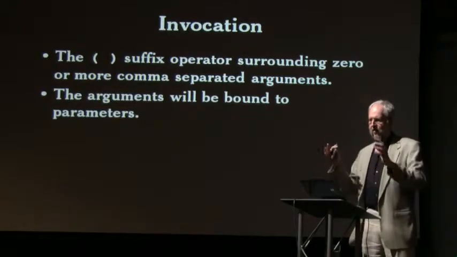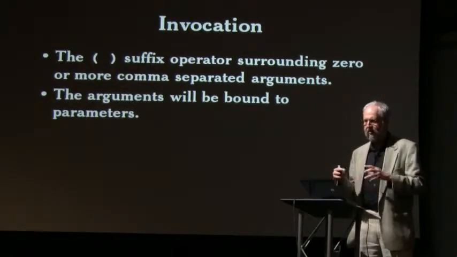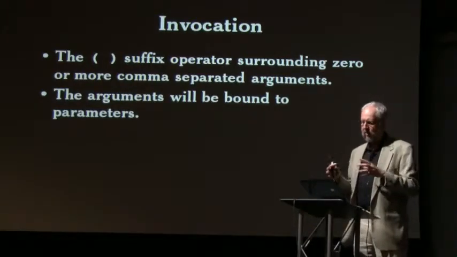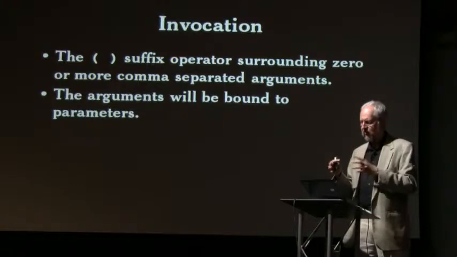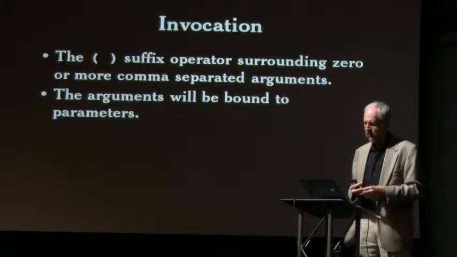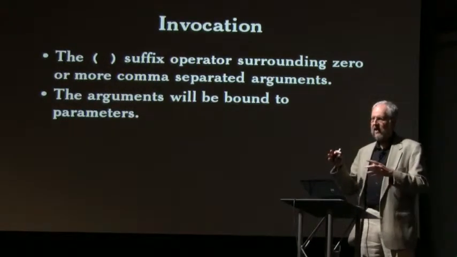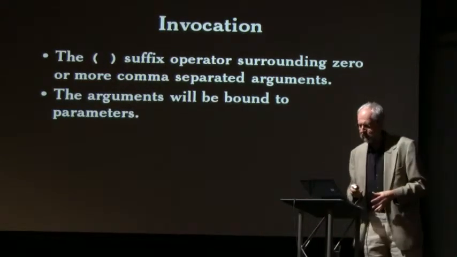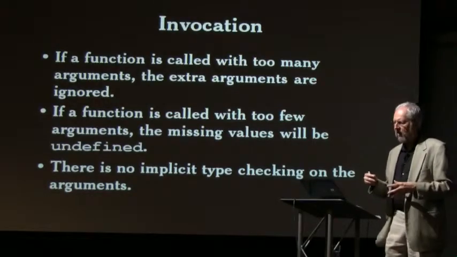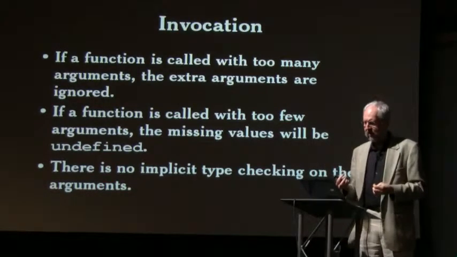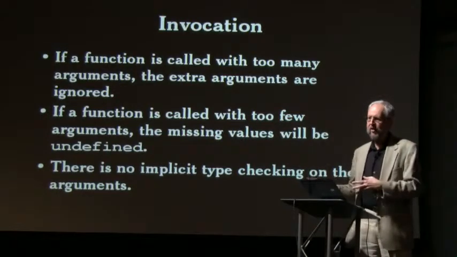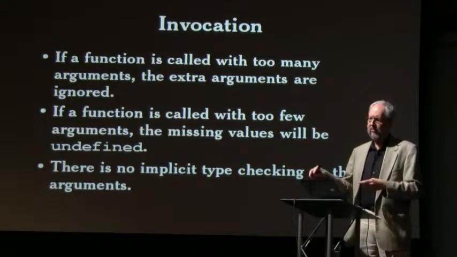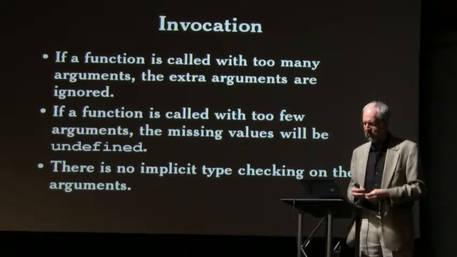We have the parens suffix operator, which is used for invoking or calling or executing a function. It surrounds 0 or more comma-separated expressions, which will become the arguments of the function. And those arguments will be bound to the parameters of the function. If a function is called with too many arguments, the extra arguments are ignored. You don't get an error for that. They're just ignored, but they'll still go into the arguments array. So if you want to find out about them, they're still accessible to you.